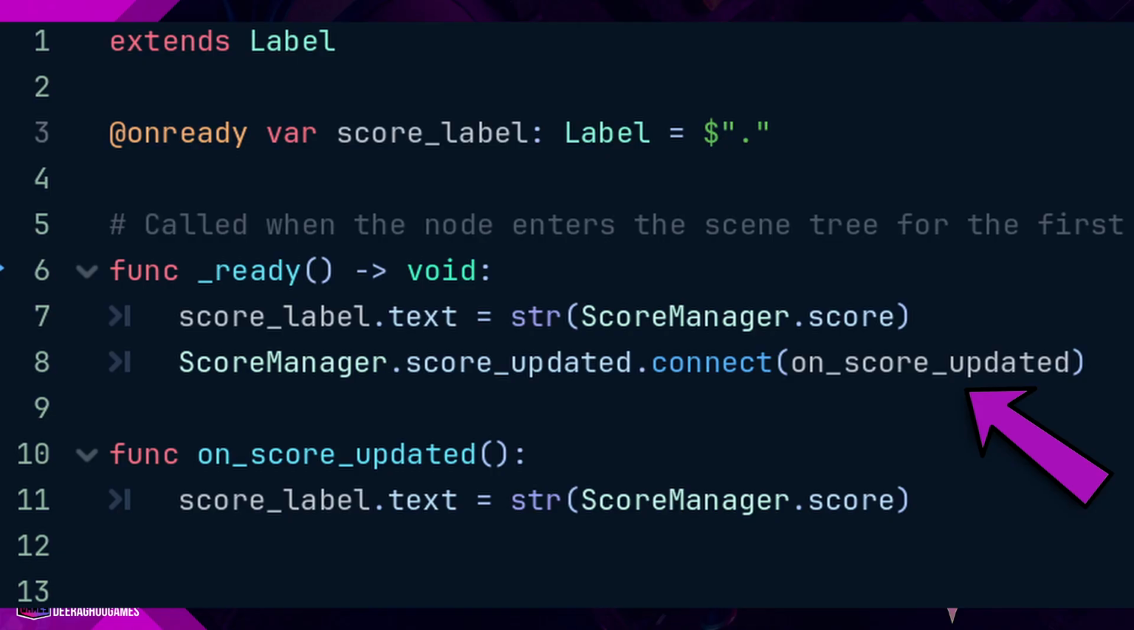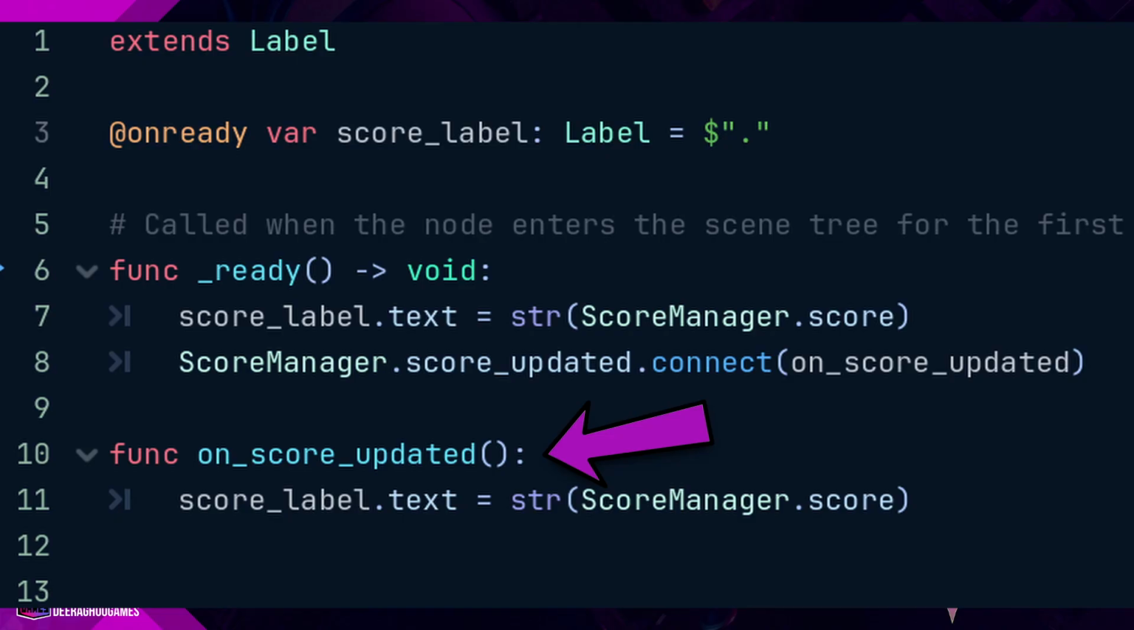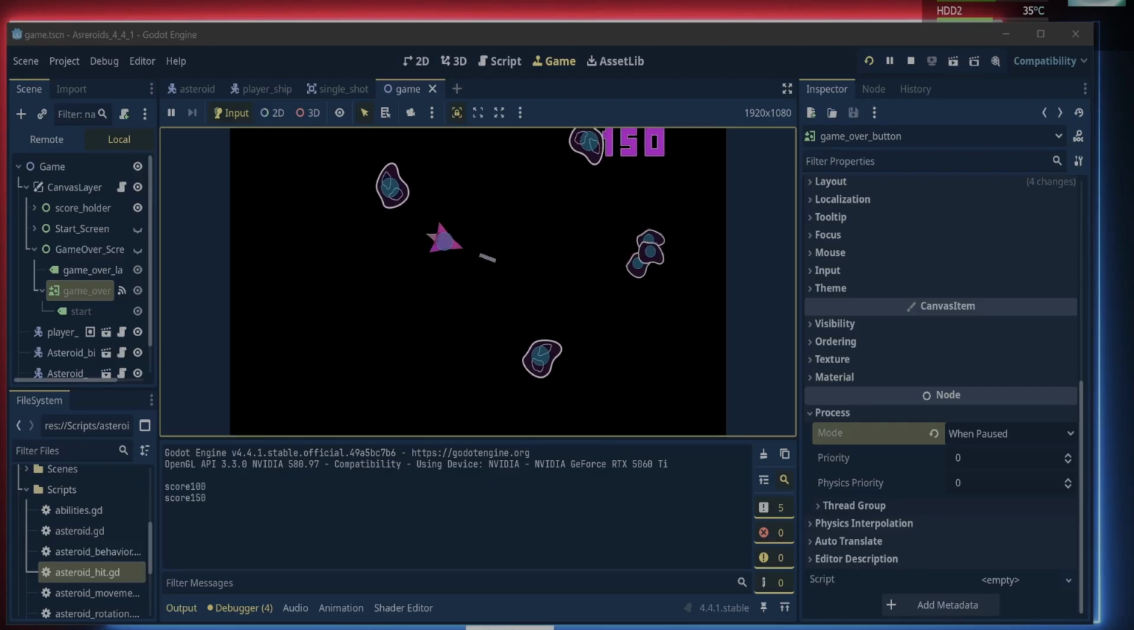This next line connects the score_updated signal from the score manager to the function onScoreUpdated. It means that whenever the score changes and the score_updated signal is emitted, the onScoreUpdated function will automatically run. The onScoreUpdated function just repeats the same line in ready to update the score text. This way, the game reacts instantly to score changes without constantly checking for updates. Now, when we play the game, we can see that the score automatically updates when the asteroids are destroyed.